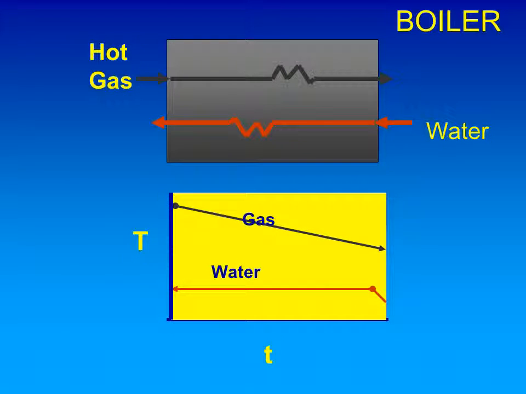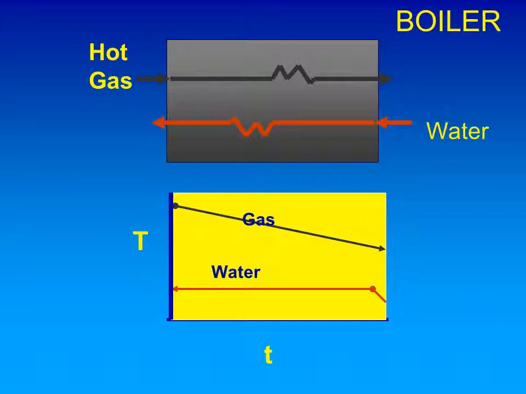So we'll do the energy diagram on a boiler. And here we have the hot gas, drawn in black, and the water coming in in red. So maybe we bring the water in a little below the boiling point, and then we get up to the temperature of boiling, and then it'll boil at a constant temperature.